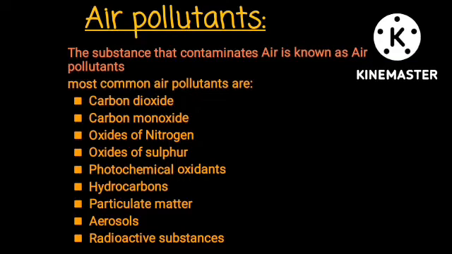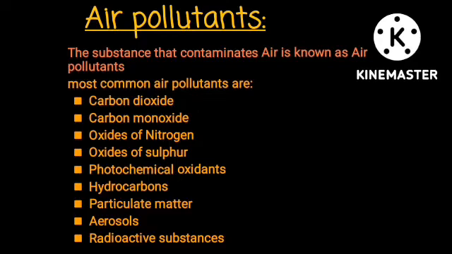Another one is oxides of nitrogen. Oxides of nitrogen means nitrogen oxide and nitrogen dioxide, right? How are these released? They are released by automobiles and industries, right? Another one is oxides of sulfur. Oxides of sulfur are nothing but sulfur dioxide and sulfur trioxide, right? How are these oxides of sulfur produced? They are produced by burning coal and fossil fuels. We can get sulfur oxides.